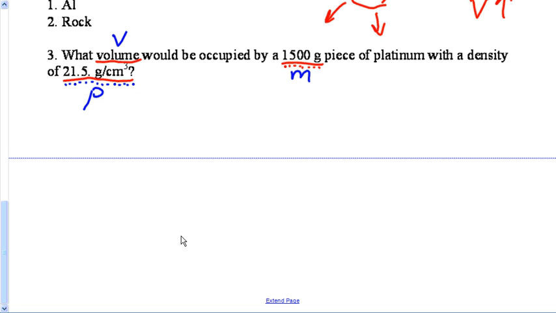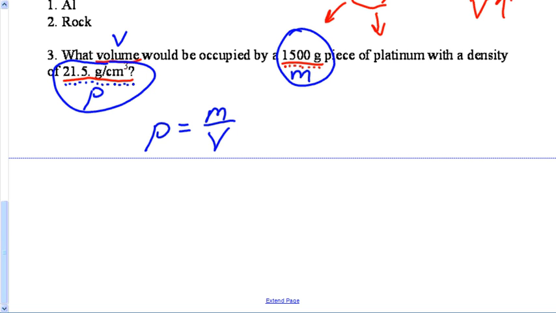I'm going to write down my equation. Density is equal to mass over volume. Hey, I'm halfway there. Now, substitute. Put these numbers in. So in place of density, I've got 21.5 equals mass, which is 1,500. And this is going to be where some of y'all shut down. How do you do this math?